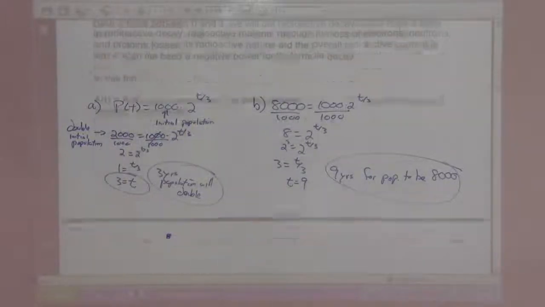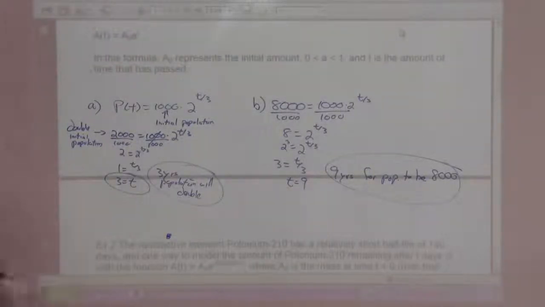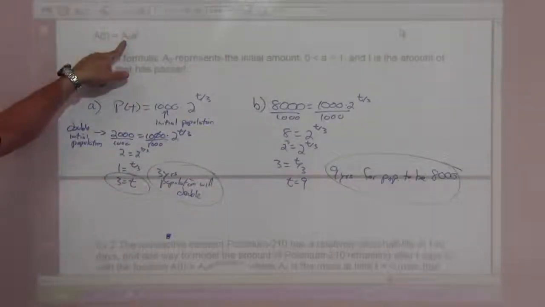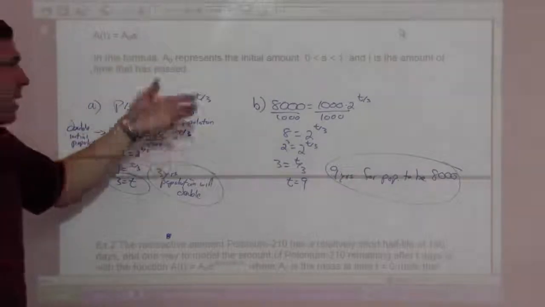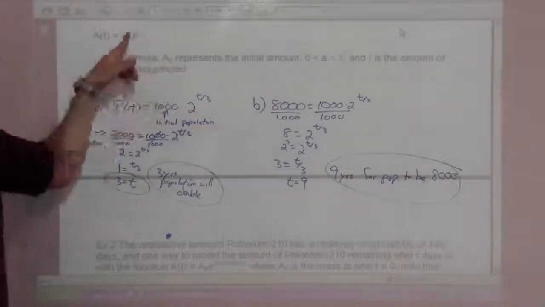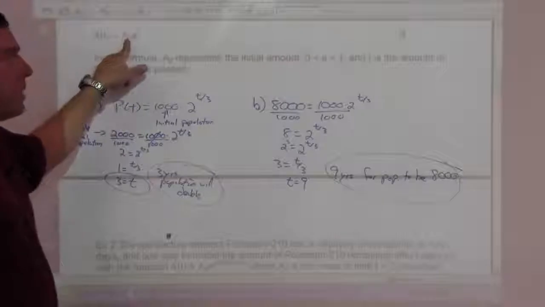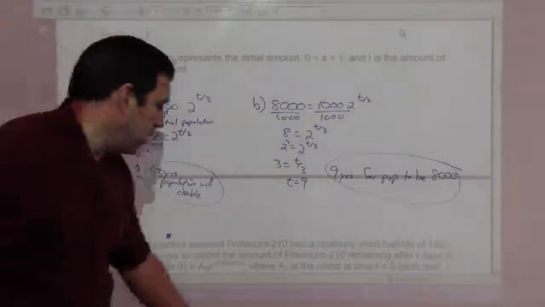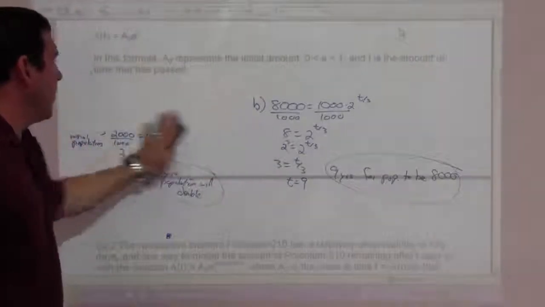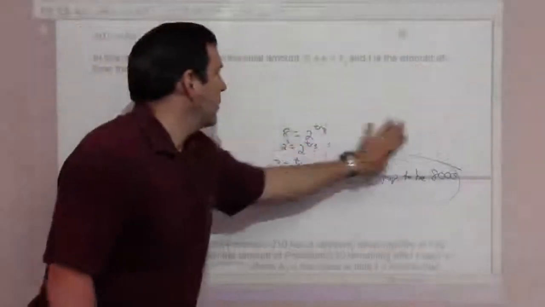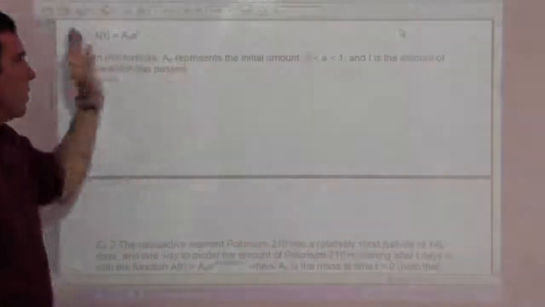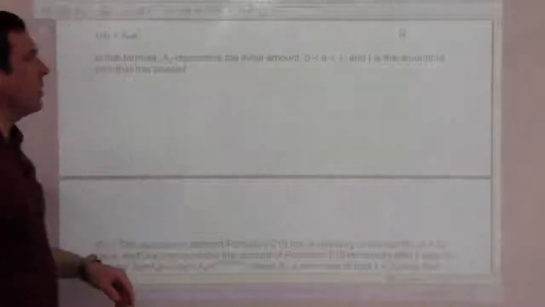They use the formula A of t equals A sub 0 times little a to the t. This means the amount at time t is the initial amount times a to the t. It's just the same as the population, because that was the population at time t equals the initial population times a to the t. So we'll use a capital A instead of a capital P. In this formula, A sub 0 is the initial amount, little a is between 0 and 1, and t is the total amount of time that has passed.